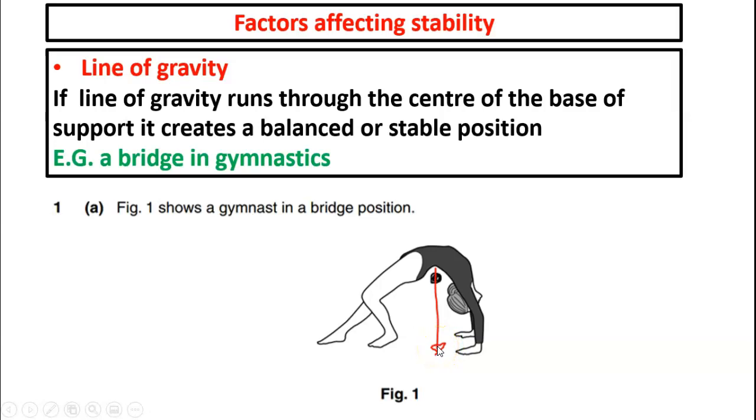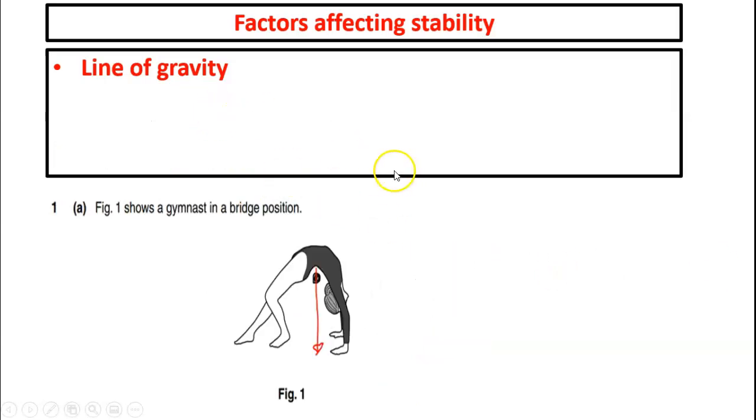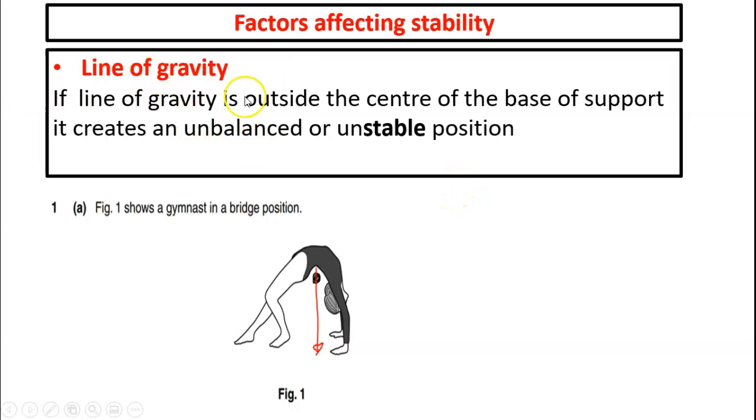Now sometimes sports performers do not want to be stable. Therefore, with regard to the line of gravity, they might want to minimise their stability. So they want to move their line of gravity outside the centre of the base of support. So if the line of gravity travels outside the centre of the base of support, it creates an unbalanced or unstable position. Now you might be wondering what this application refers to. So let me give you an example.